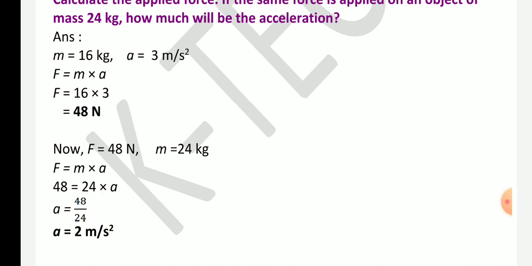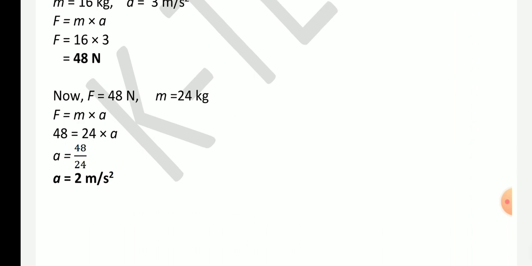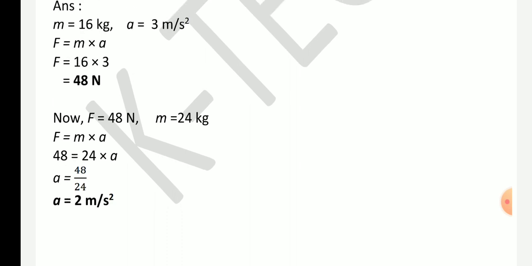This is our force. Now we have force which is 48 N and mass which is 24 kg. So F is equals to ma, right? We need to find acceleration. So 48 is equals to 24 into a. So therefore a is equals to 48 upon 24. Therefore we get our acceleration 2 meter per second square.